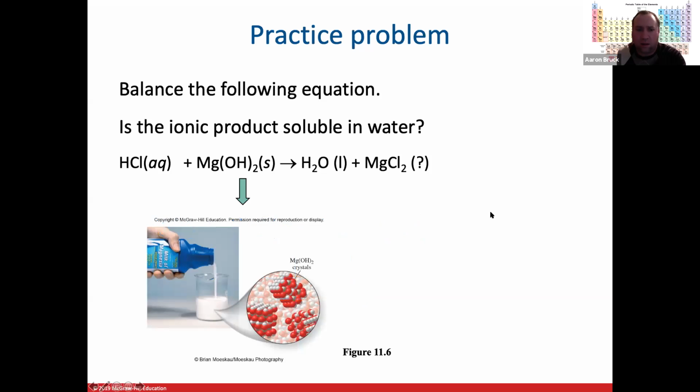All right. Last question that we'll work on today before we call it an afternoon. Balance this equation and then determine, is the product soluble in water? So the equation is this. We've got the reaction in your stomach between your gastric juice, your hydrochloric acid in your stomach, and milk of magnesia, which contains magnesium hydroxide.